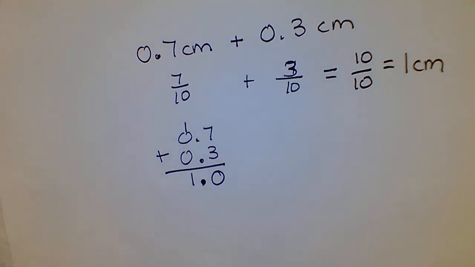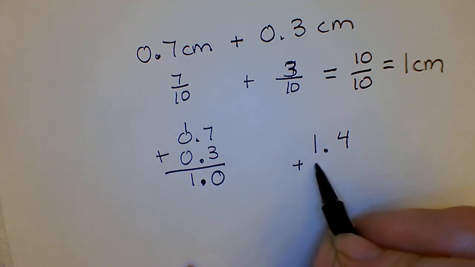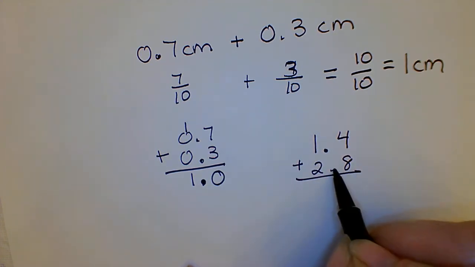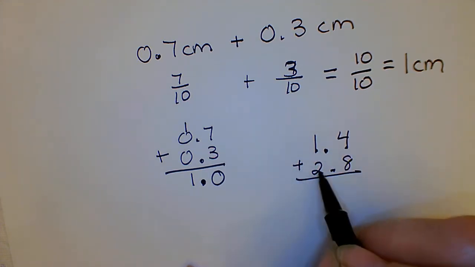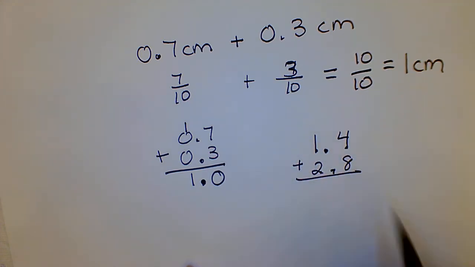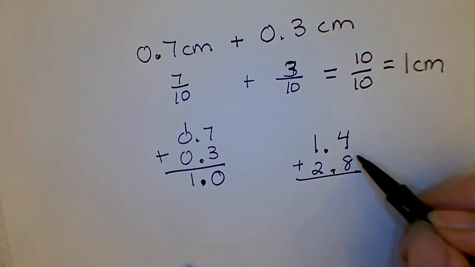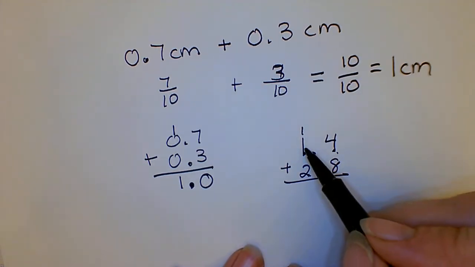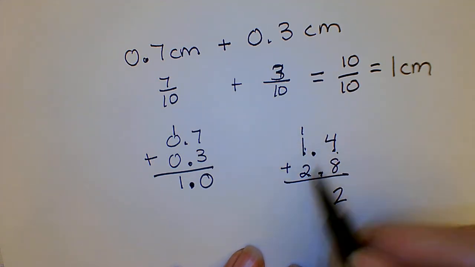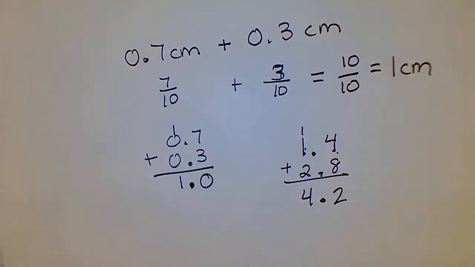In fact, you could even add now a number like 1.4 plus 2.8. So this is 1 and 4/10 plus 2 and 8/10. The decimal is an "and." You read it as an "and." And I would do 4 plus 8 is 12. And then 1 plus 2 is 3, plus that 1 up there is 4, and you have to remember your decimals, right?